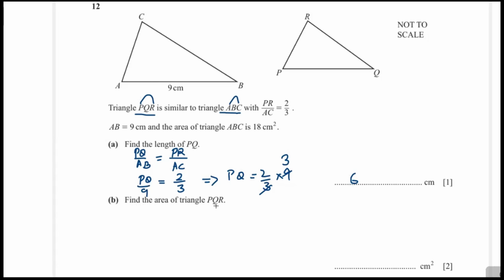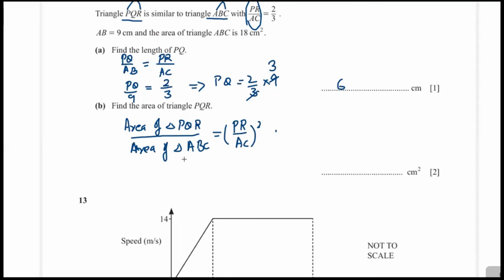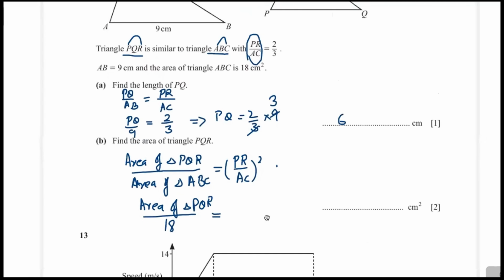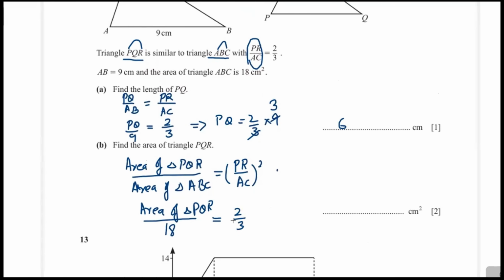Next is to find the area of triangle PQR. Now these two triangles are similar, therefore the ratio of the areas of the triangles will be equal to the square of the ratio of the sides between them. Now we write area of triangle PQR over area of triangle ABC. That will be equal to the square of the corresponding side ratio. You see here these are the corresponding sides. Now you can write it as PR over AC whole square. Area of triangle PQR is written as it is, and the area of triangle ABC is 18 centimeter square, and PR over AC is also given here as 2 over 3, so 2 over 3 whole square.